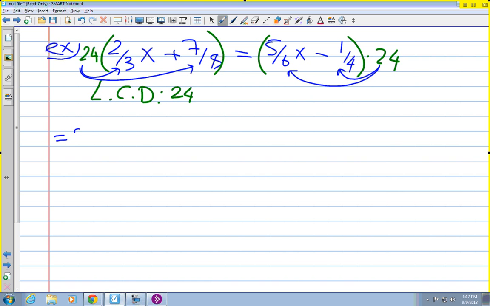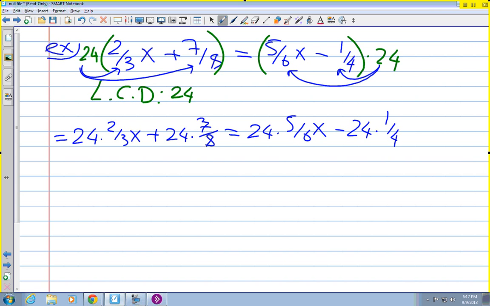I'm going to write this down. You don't have to. This is an intermediate step. You should be able to do this in your head. This is a completely useless step. This is just to show you what's happening behind the scenes. Because really, 3 goes into 24 8 times, right? 8 goes into 24 3 times. 6 goes into 24 4 times, and 4 goes into 24 6 times, right? And in one move, we do not have any fractions.